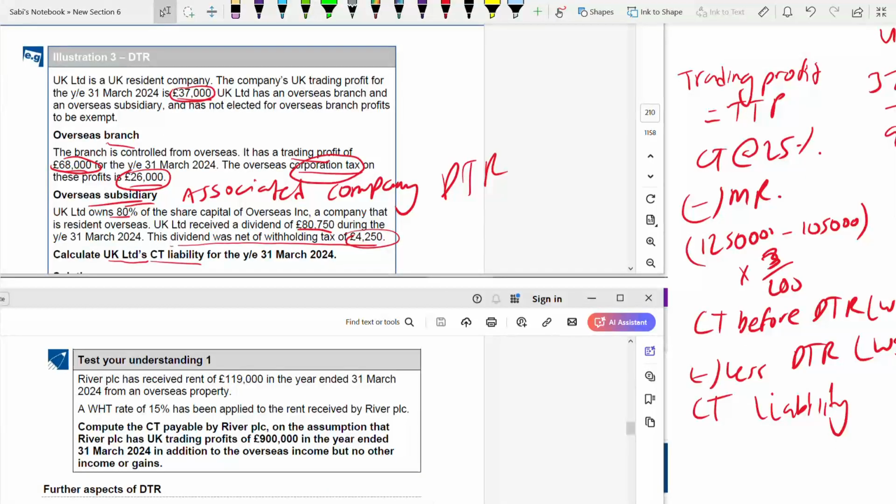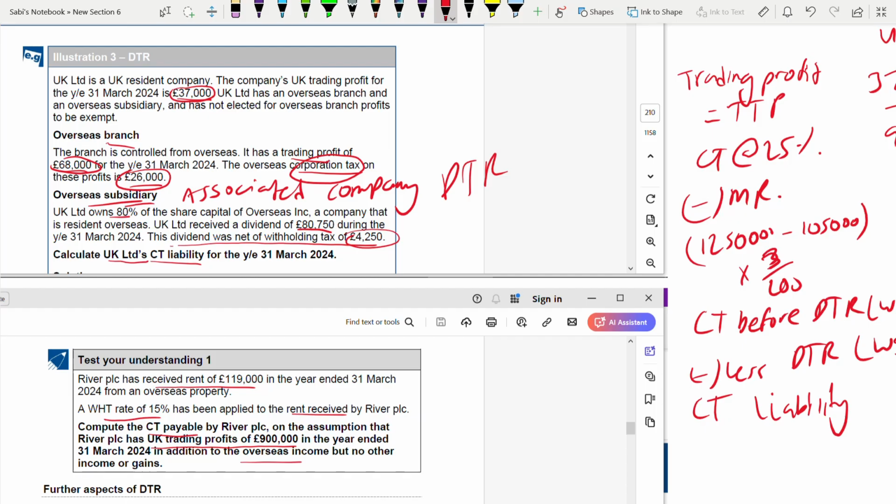Here, same, you have to compute CT. UK trading profit is 900 in addition to overseas income, but no other income or gain. So here they have received rent of 119. It's an overseas property, and WHT withholding rate of 15% has been applied to the rent received.